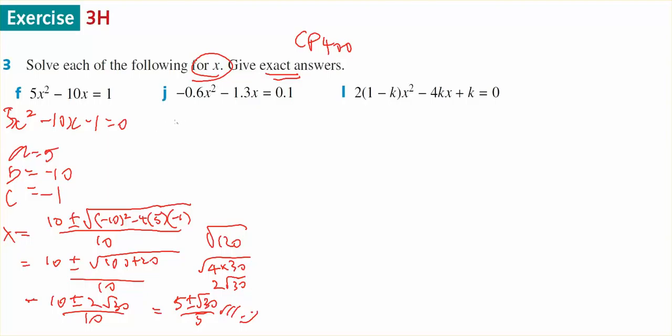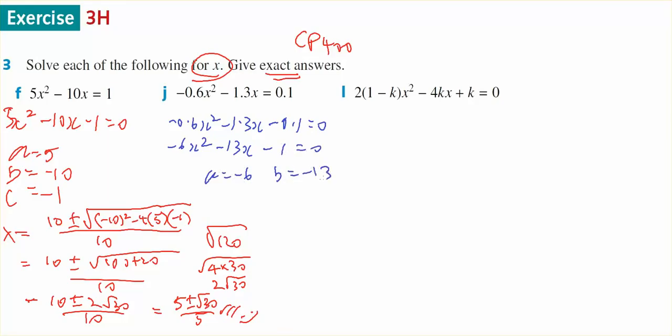In the second case, I have negative 0.6x squared minus 1.3x minus 0.1 equals 0. If I was to multiply everything by 10, that would give me negative 6x squared minus 13x minus 1 equals 0. And a equals negative 6, b equals negative 13, and c equals negative 1.